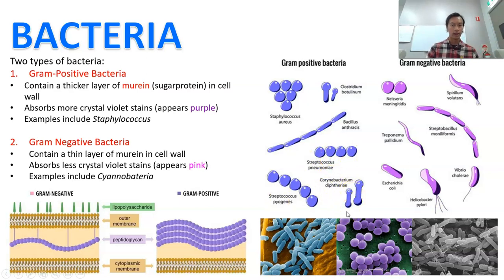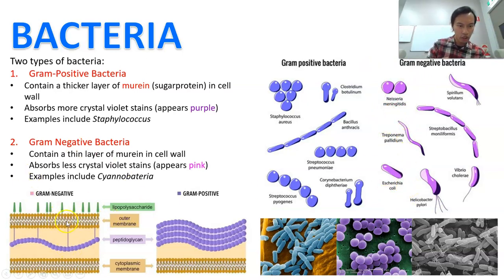Okay. Gram-negative bacteria, on the other hand, have a thinner layer of murein in their cell wall, which as a result absorbs less of the crystal violet stain, and instead of appearing purple, which is the darker color, they appear pink, which is the brighter color and less concentrated. Right. So examples of gram-negative bacteria include things like cyanobacteria, meningitis, and a few other things as well, like E. coli and so forth.